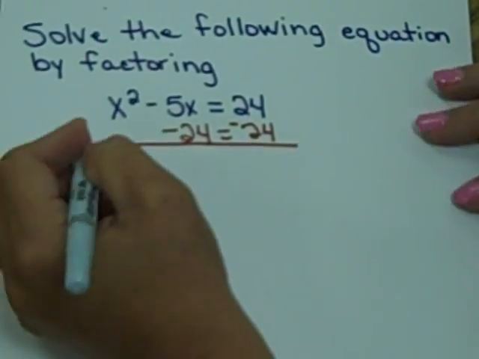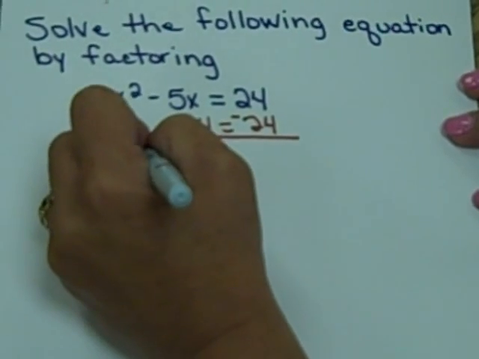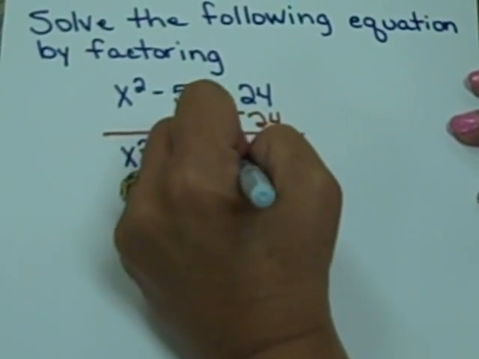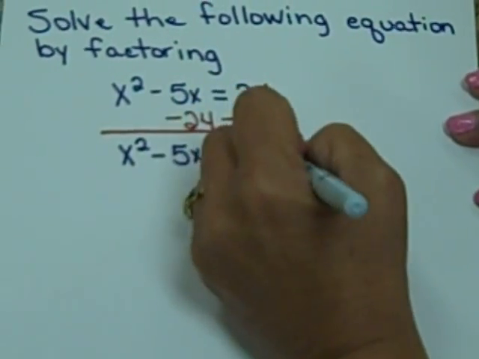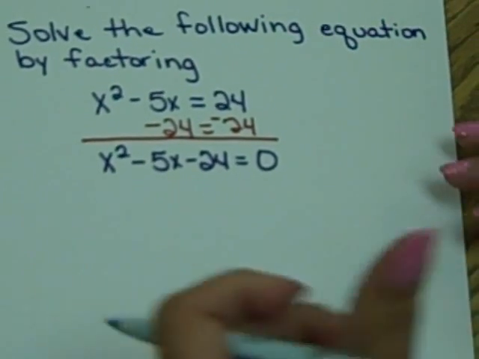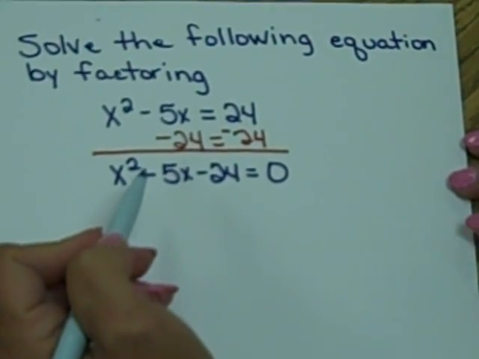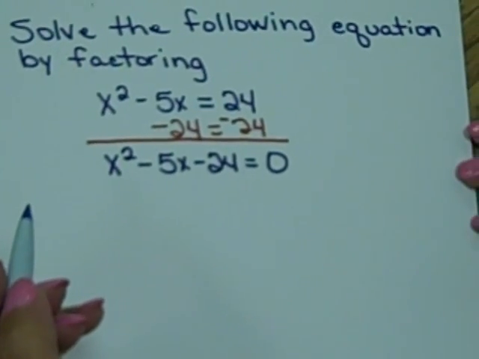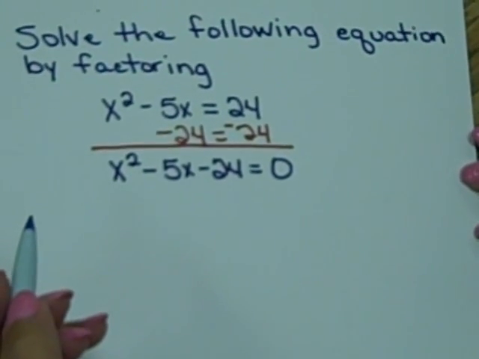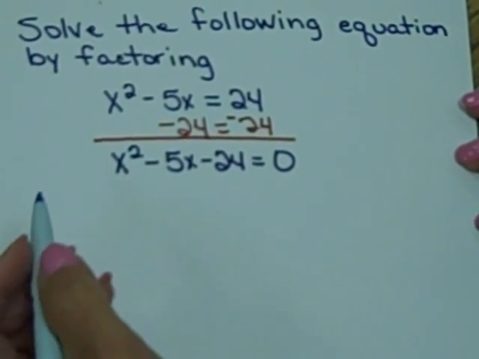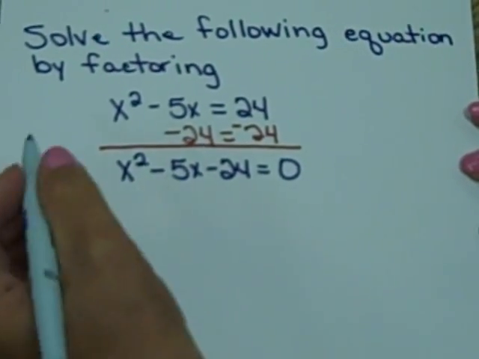Your equation should now look like this. X squared minus 5x minus 24 equals 0. Now we can factor the left side of the equation. At this point, I use a few easy tips for myself. I know that I need 2 equation sets, so I go ahead and mark those parentheses and add the equals 0 to the right, and that gets it out of the way.